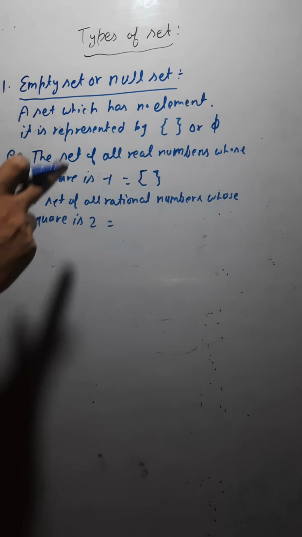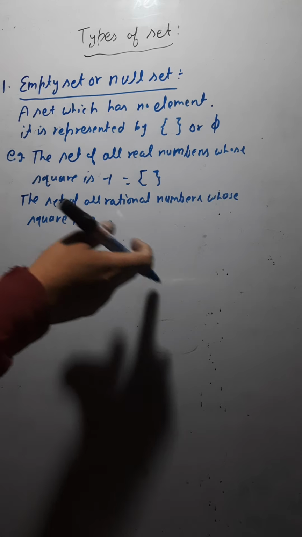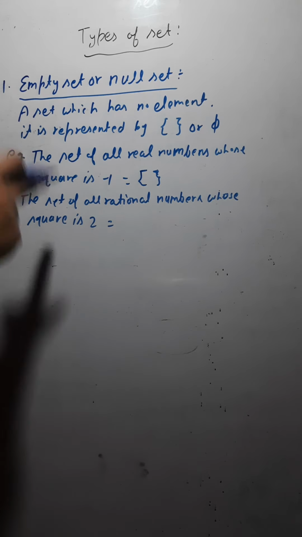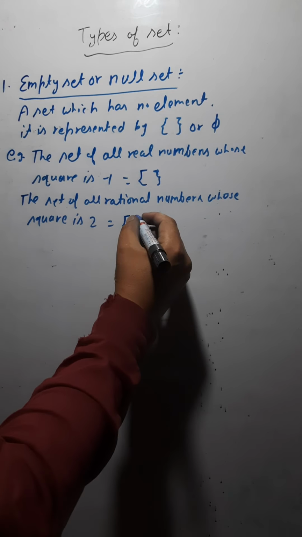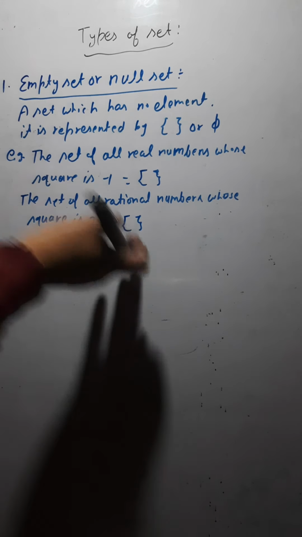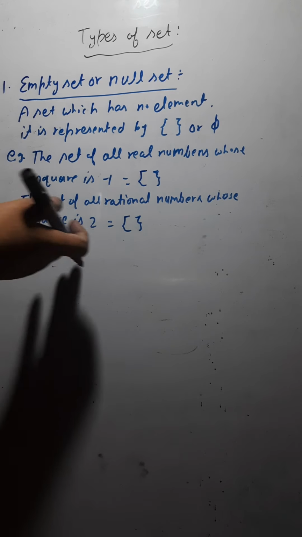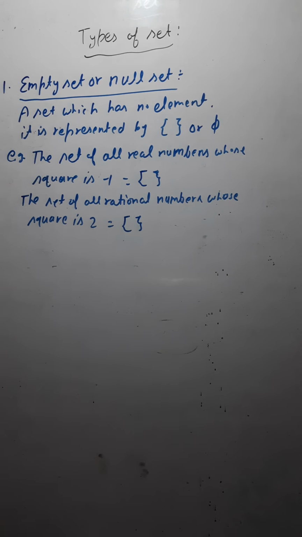Only under root 2 is the number whose square is 2, but under root 2 is an irrational number, and you have to find the rational number. So there is no such rational number, so this set would be the empty set, or we can represent it by phi. Getting it or not? There would be no element inside. Okay, so such a set would be known as the empty set. Just note it down.